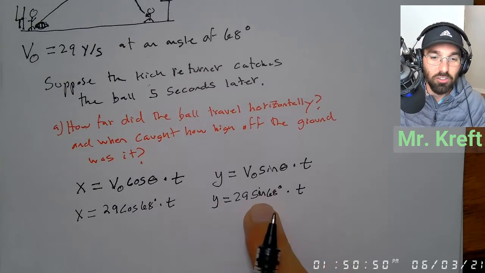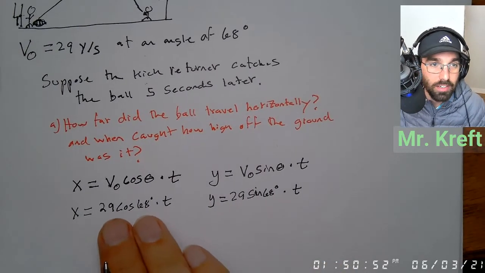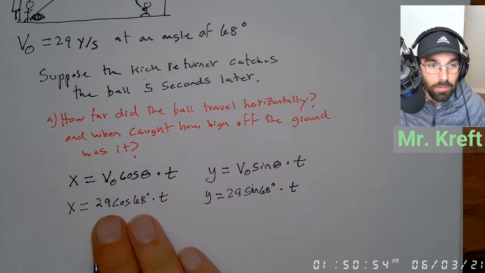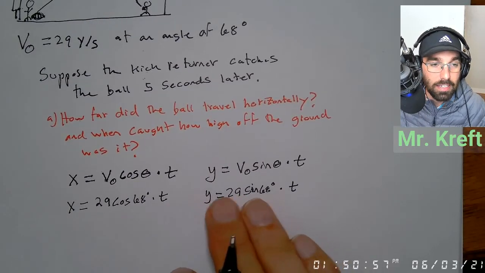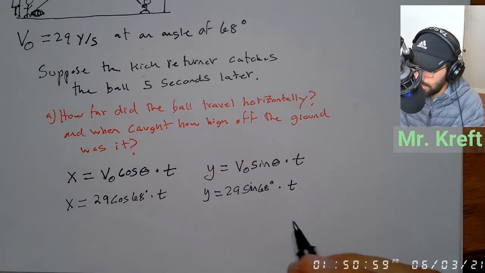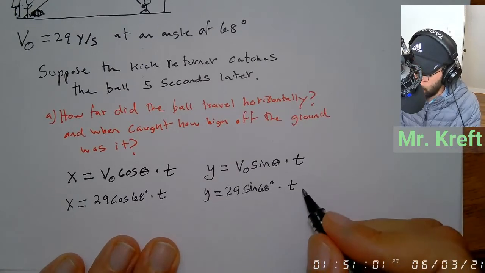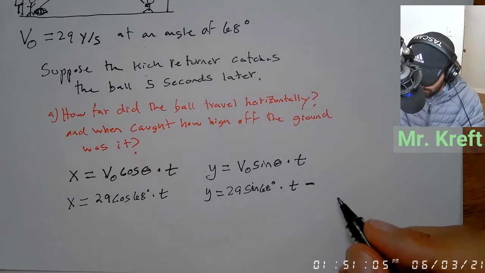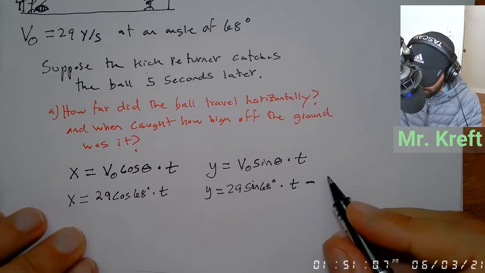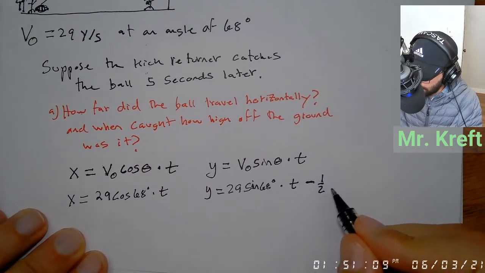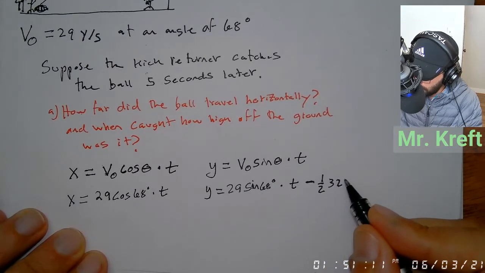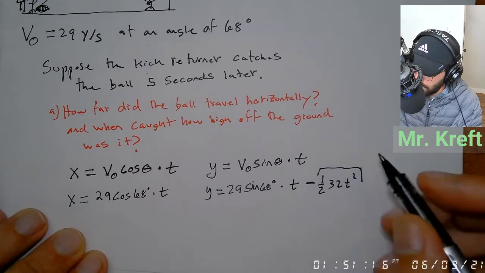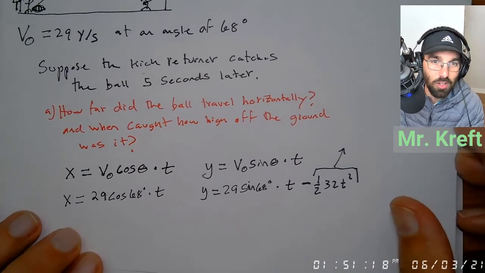Now, so this is my initial. Now, what happens here, and I'm just walking you guys through this, is that this is my initial velocity, but then only one force acts, and that's in the y direction. And so we're going to subtract 1/2 32 t squared.